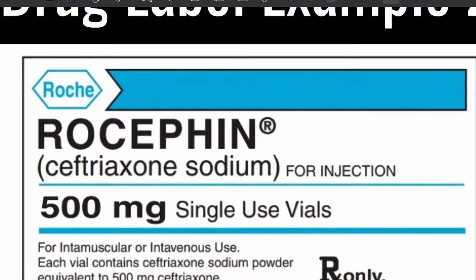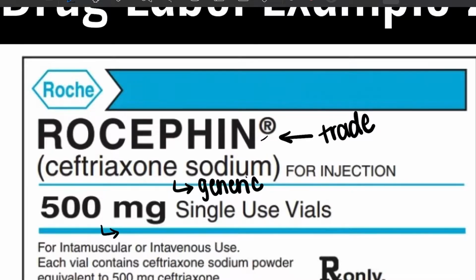First thing I'm looking for, what's my trade name? Well, I see Rocephin. There's our registered trademark, so we know that's our trade name. Now remember, we said the next name that we see is going to be our generic, so ceftriaxone sodium. That's our generic. Next thing we see here, 500 milligrams. That's our dosage strength.